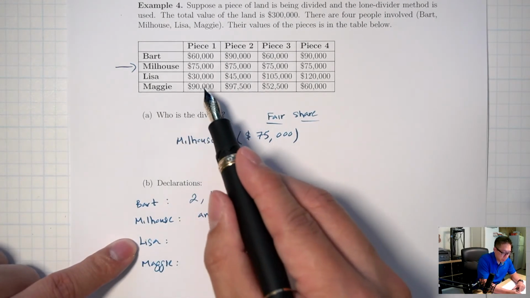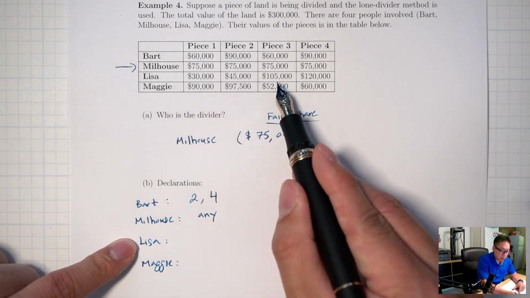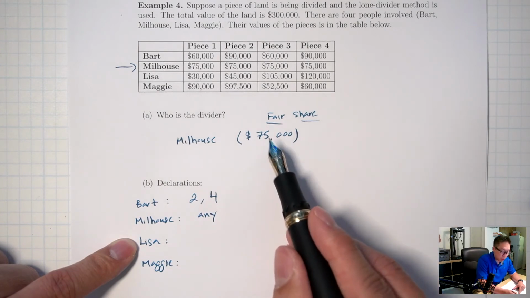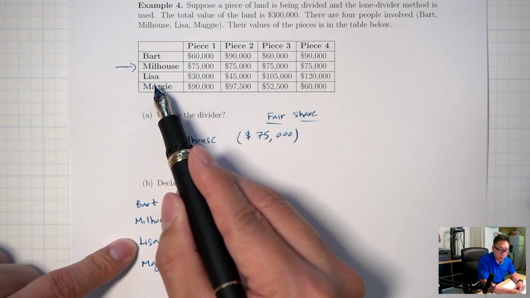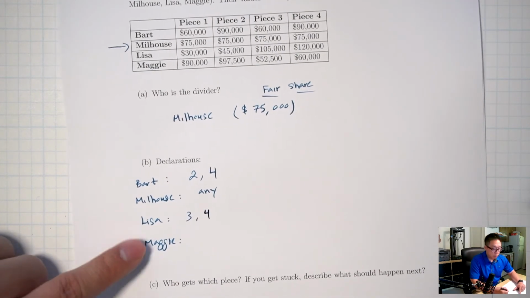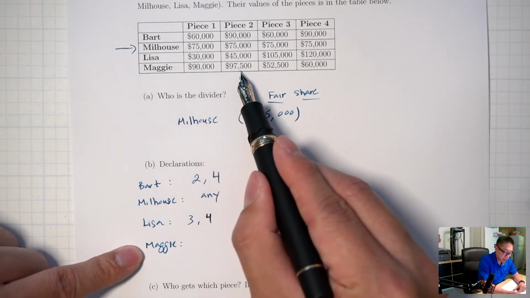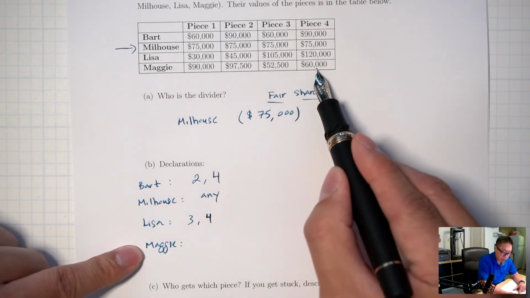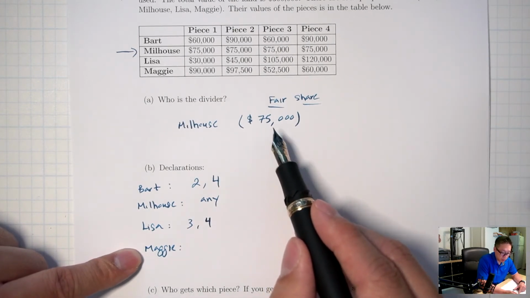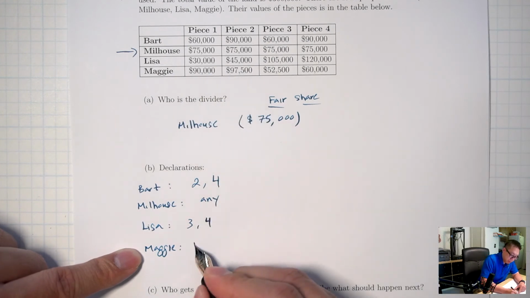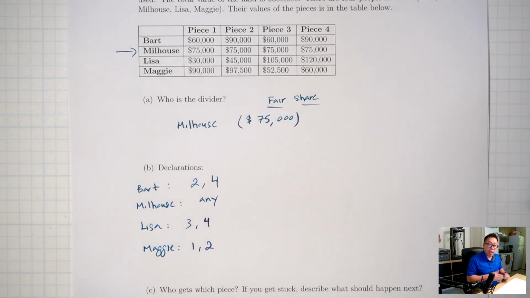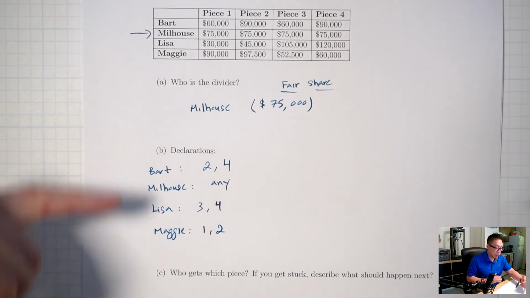Lisa, $30,000, $45,000, $105,000, $120,000. So any pieces that are $75,000 or more, Lisa would accept. So Lisa would accept 3 and 4. Maggie, $90,000, $97,500, $52,500, $60,000. She would accept any piece that is $75,000 or more. Piece 1 and piece 2. Okay, so we have now a list of all the pieces that each person would accept.